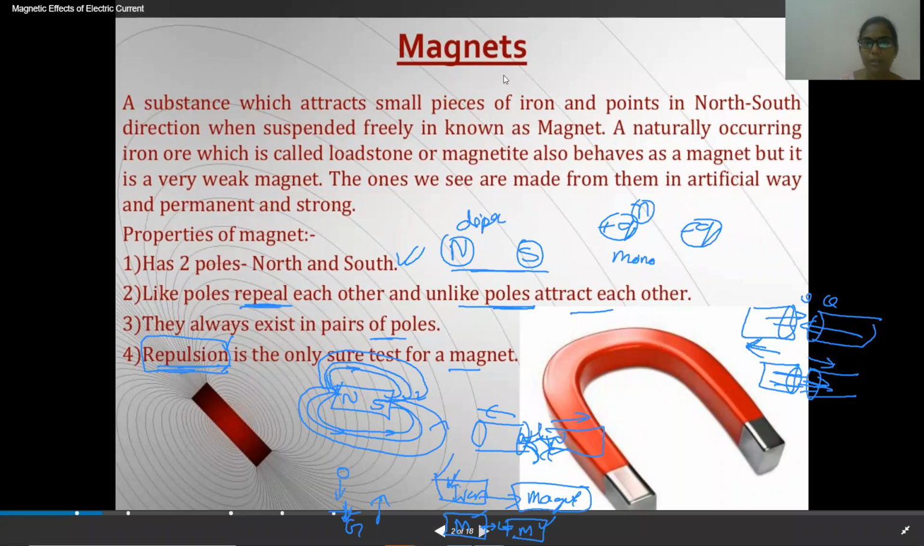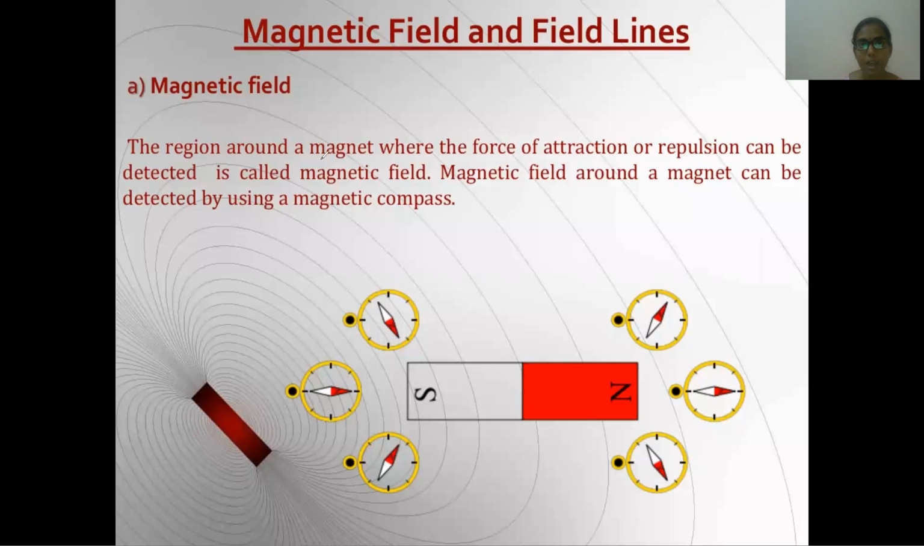Next, we'll see magnetic field lines. What are magnetic field lines? The region around the magnet where the force of attraction or repulsion can be detected is called a magnetic field. If you take this magnet, with north and south pole, up to some extent the field will exist. In the vicinity of any magnet, iron filings will try to be attracted towards it.